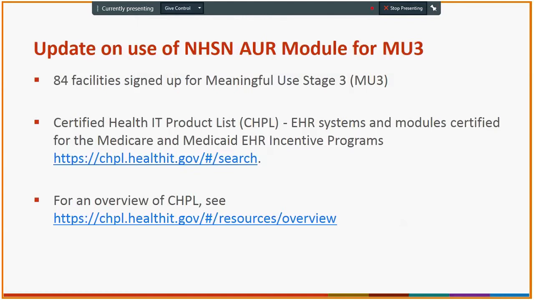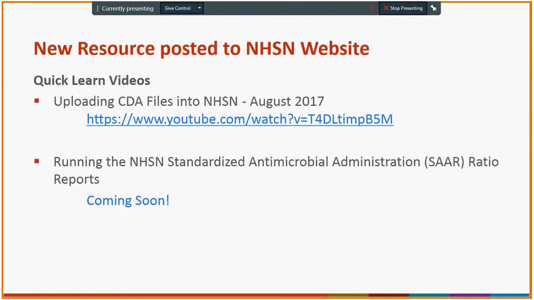To verify if your EHR systems and modules are certified for the Medicare and Medicaid EHR incentive programs, you can search using the Certified Health IT Product List, or CHPL, link provided on this slide. Also included is the URL for an overview of CHPL. Next slide, please.